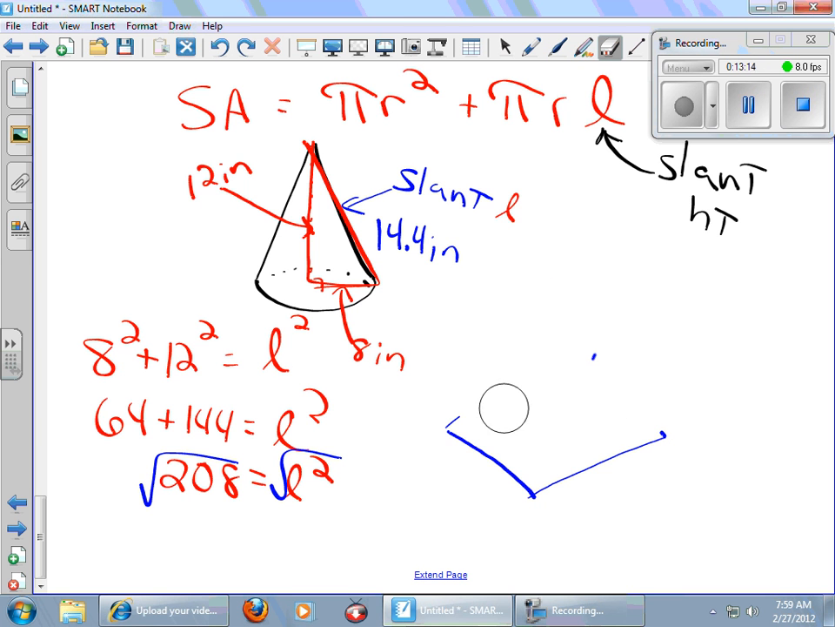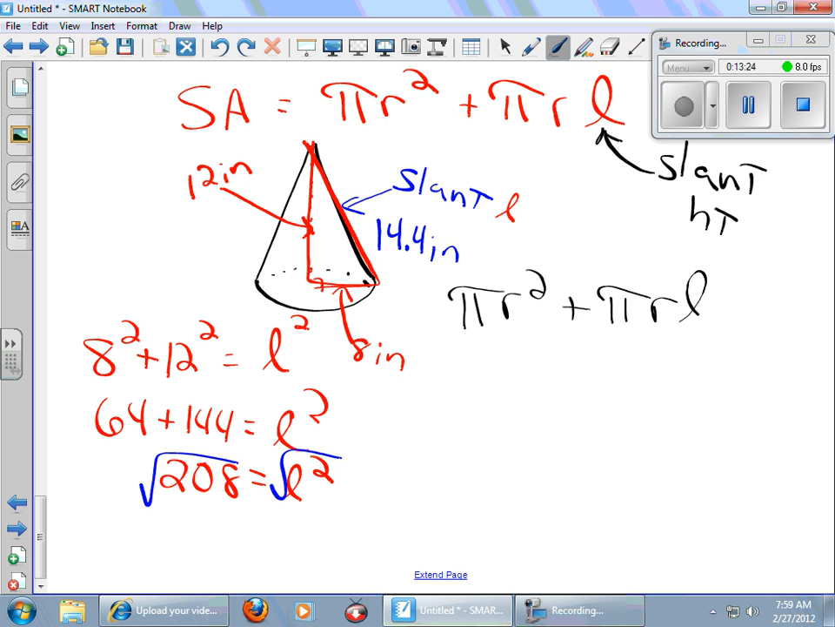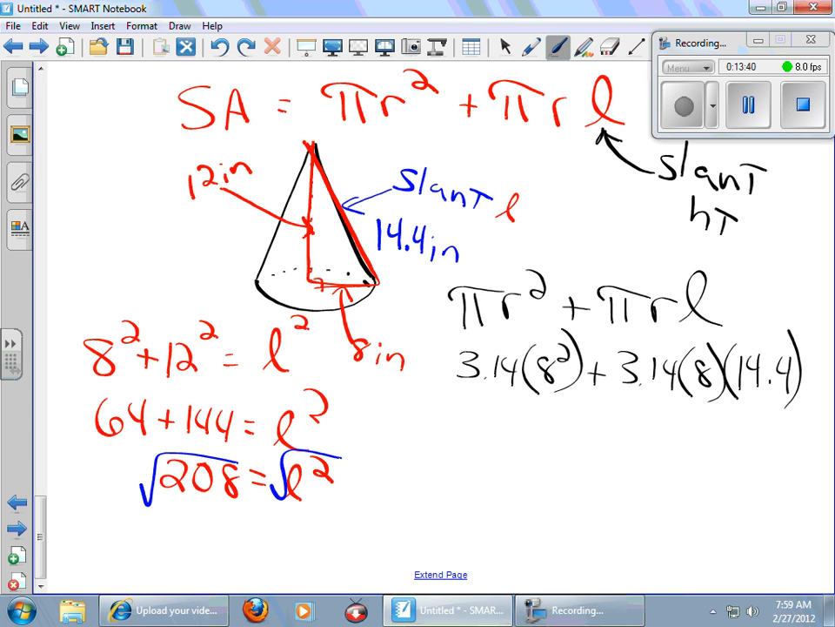All right, so to find the surface area, I'm going to do pi r squared plus pi rl. So 3.14 times 8 squared plus 3.14 times 8 times 14.4. Now our answer will be off slightly, not that you'll be able to tell, but because I'm using 14.4, which is not the exact answer, but a rounded answer.